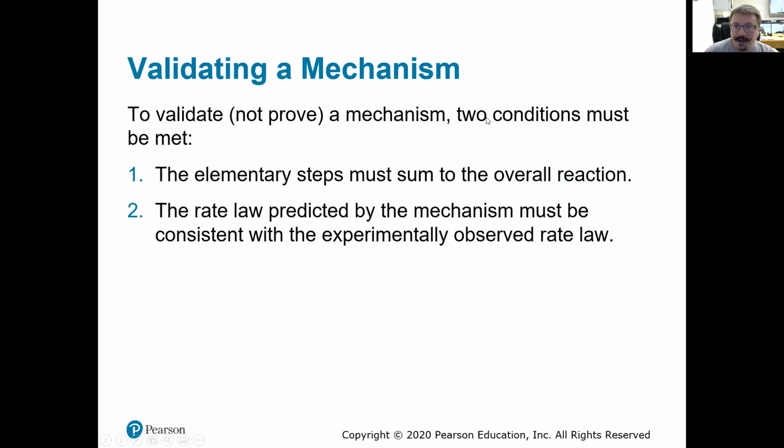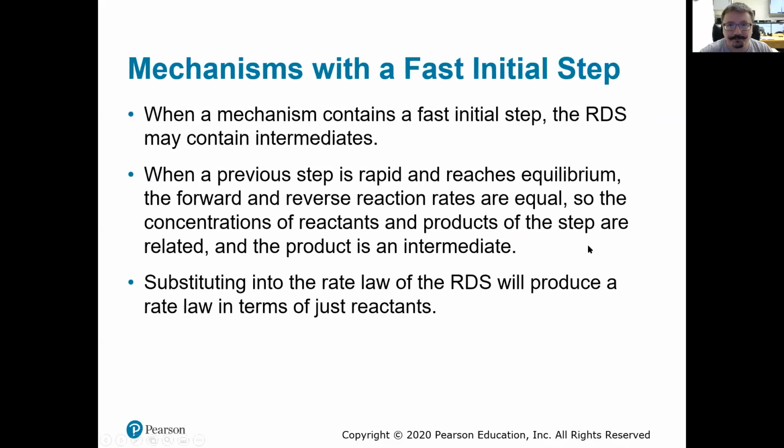So then validating a mechanism, like I said, 2 conditions must be met. However many elementary steps we predict, 1, 2, 3, we should be able to sum them up and get to the overall reaction, which has been the case in all the examples we've looked at so far. And lastly, the rate law predicted by those elementary steps should be the same as the observed rate law. So depending on which steps are slow and fast, how do we add these? What rate laws do we need to sum together from how many of those steps? When we do that, if it matches the observed rate law, then we validated that mechanism.